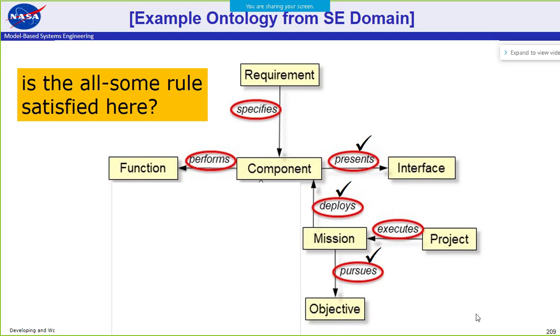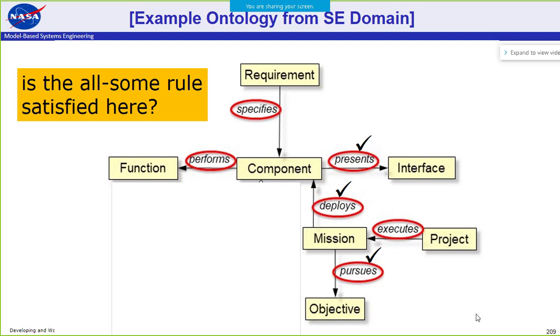And now finally we have requirement specifies component. Now that would mean that all the requirements for the Mars mission were requirements for components. Now there are two ways in which that might be true, if it really did satisfy the all-some rule. One way is that the word requirement really means component requirement, and then there is another word which should probably be called requirement, which is more general, because there are other things which need requirements.